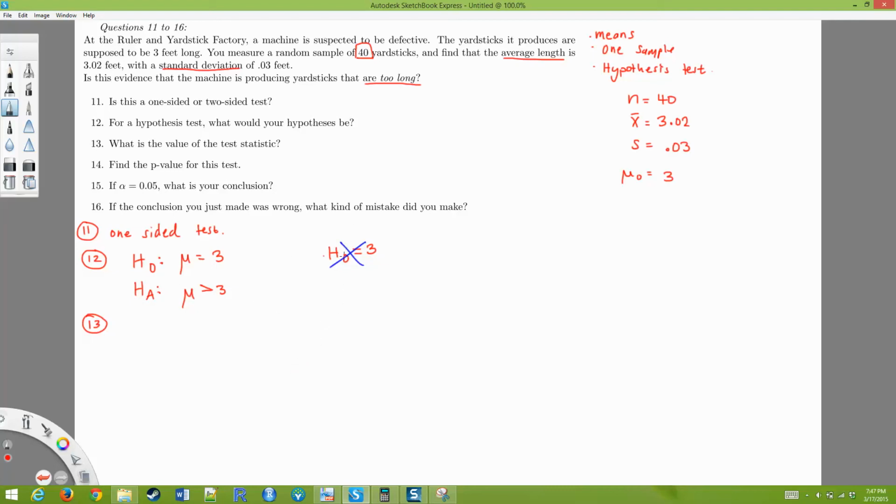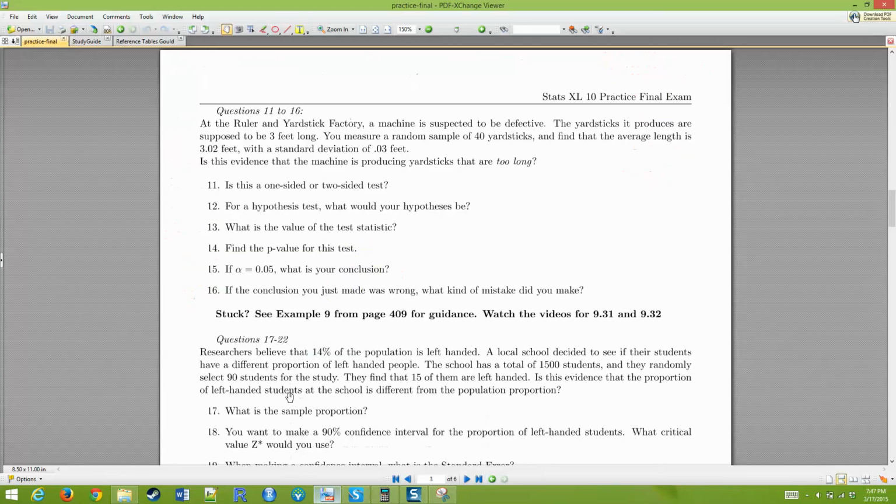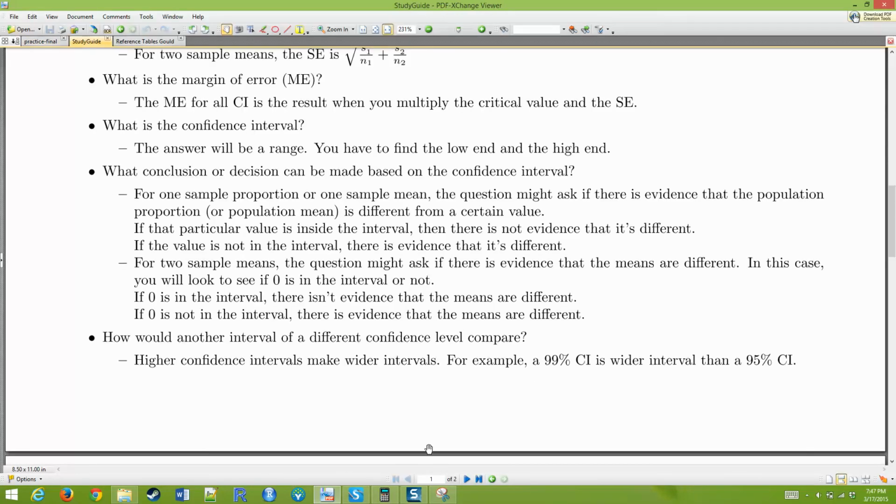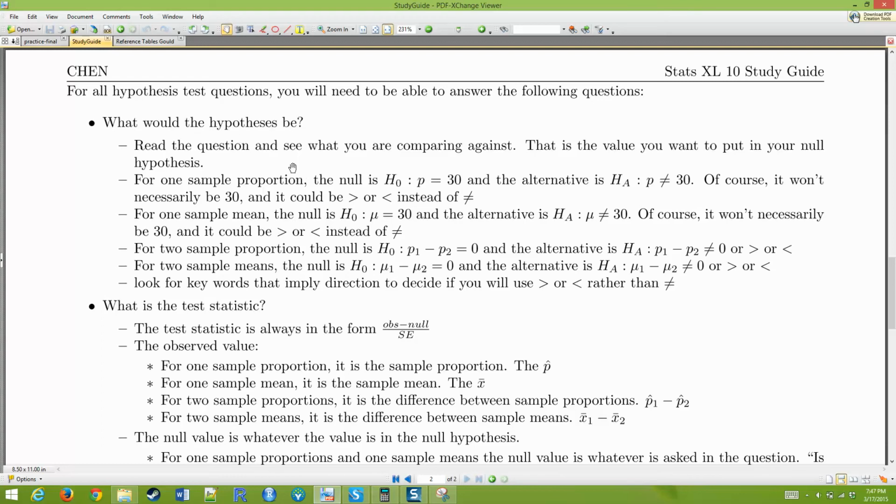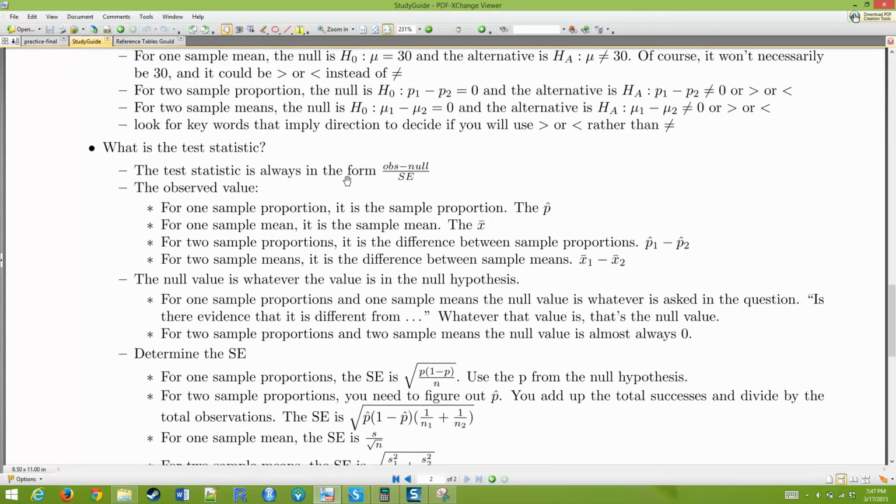And make sure, don't use x bar, okay? We're talking about mu. Don't use p, because we're dealing with means and not proportions. All of these things, okay? Null hypothesis always has an equal sign. Again, if you're not sure, you can always check with the study guide. And it says, what would the hypotheses be? And it says, mu is equal to this versus mu isn't, and might be greater than, smaller than, less than. Okay.